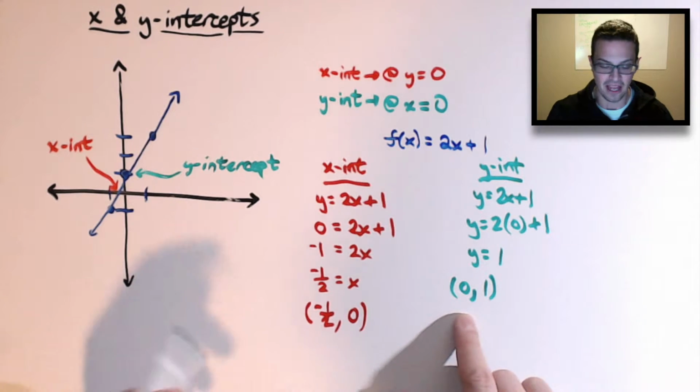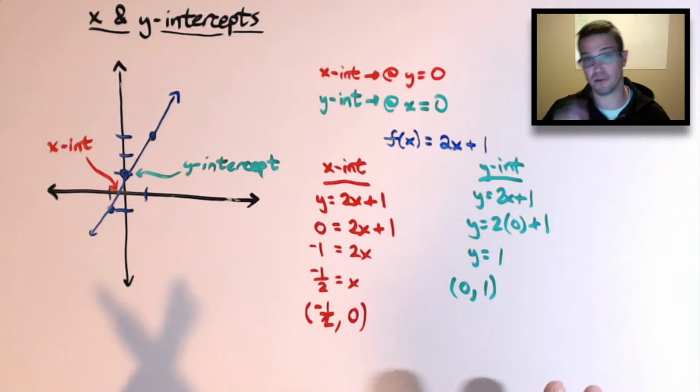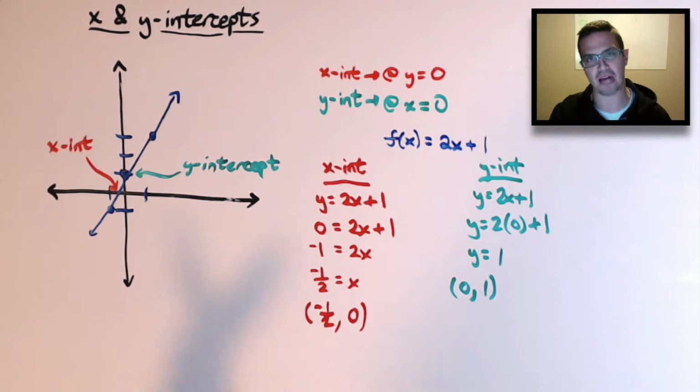And that's the coordinate for the y-intercept. Okay, now this was a very easy problem to do, it's linear. I'm going to actually give you one that's a little bit more complicated and try to figure that out. So that's what we're going to do right now.